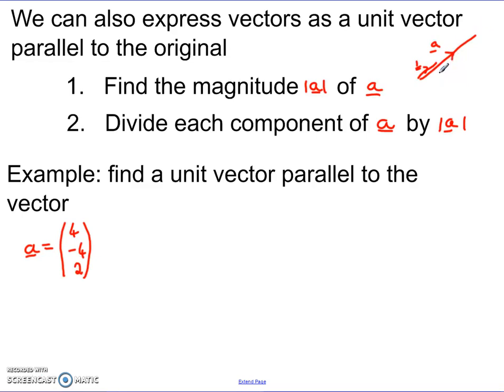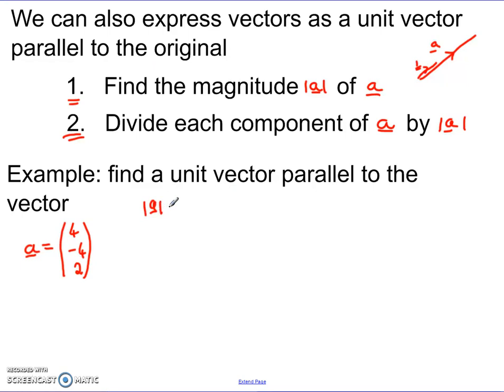Now when we're doing this, there's two steps we have to follow. The first thing we have to do is find the magnitude of the vector we want. So find the magnitude of our vector A. We then divide every component part of A by the magnitude. Now I'll show you exactly what I mean when I'm saying that just now. Imagine I've got a vector A here which is (4, -4, 2). And I want to find the unit vector parallel to this. Step 1, we have to find the magnitude of A.